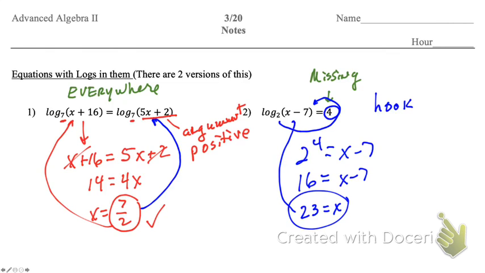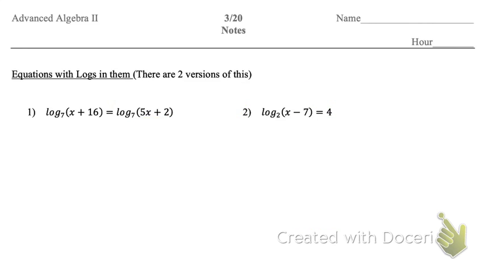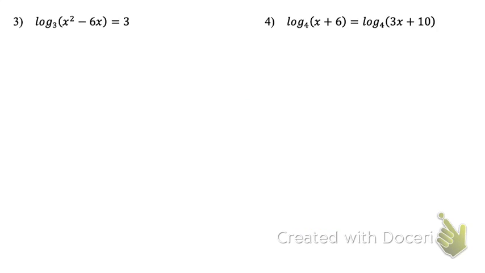And now again, plug that in. 23 minus 7 is a positive, so 23 will work. So that's if we have logs in our equation. You want to make a quick scan of the problem when you see a log in there and say, do you have them everywhere? Well, we don't. Number 3, we don't have a log on the right hand side. So that means we need to do the hook. Why don't you pause it, work this one on your own, see how you do.